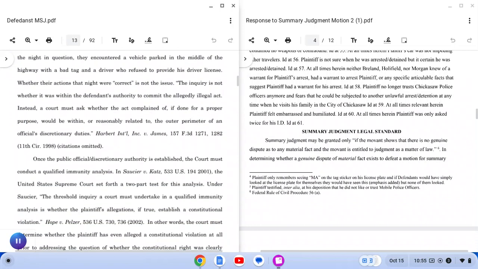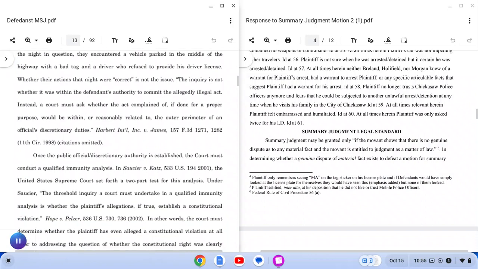Pay attention. I told y'all they'll misrepresent. Look, they'll lie about whatever they can. They're going to lie to try to get this motion granted. That's what they do.